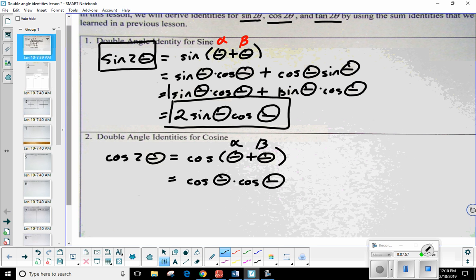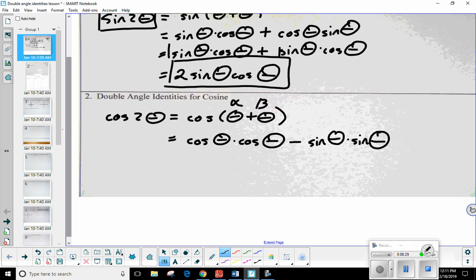Because remember, it goes cosine alpha, cosine beta, and then what? Minus. Remember, cosine wants to change the operation. So the adding goes to minus, and then it would be sine of alpha, which is theta, times sine of beta, which is also theta. Okay. Now this one, what's cosine theta times cosine theta? Now, would theta be squared or would the cosine be squared? There we go. So this would be cosine squared of theta minus sine squared of theta.